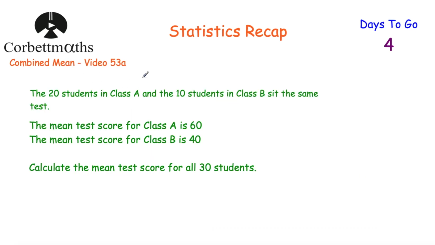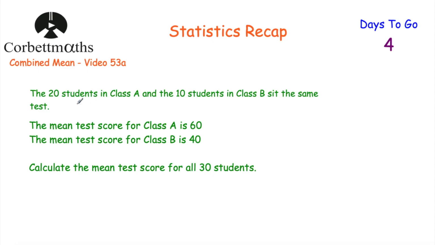The combined mean. So here we've got 20 students in class A, 10 students in class B. The mean for class A is 60, and the mean for class B is equal to 40. And we're asked to work out the mean test score for all 30 students. So whenever you're dealing with questions like this, it can be quite useful to know that if you take the mean and multiply it by the number of people, that'll tell you the grand total.